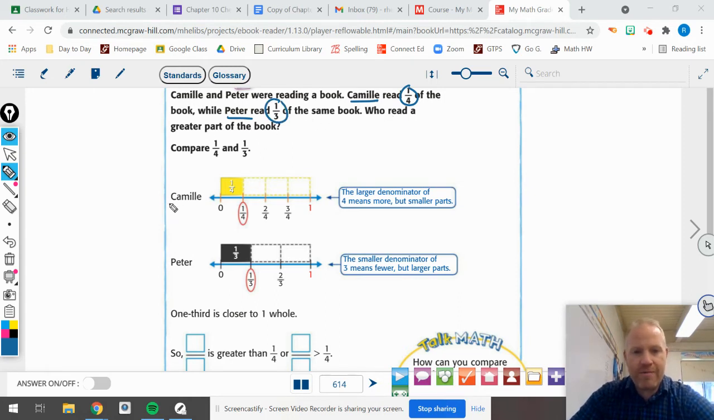Now here you have to be really careful because the denominators are different. And since the denominators are different, the size of each piece is different.